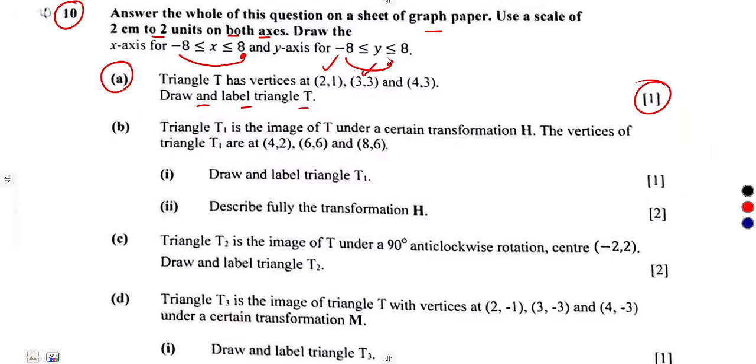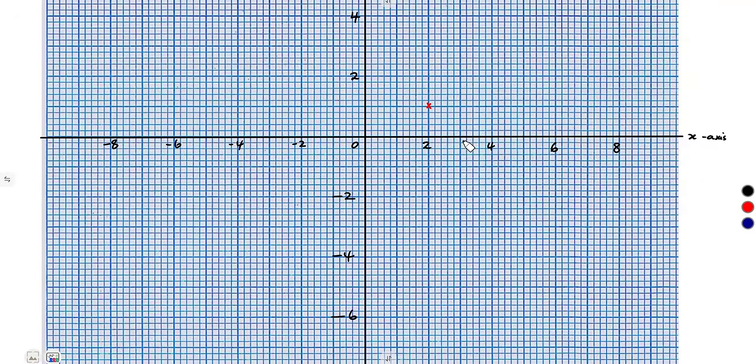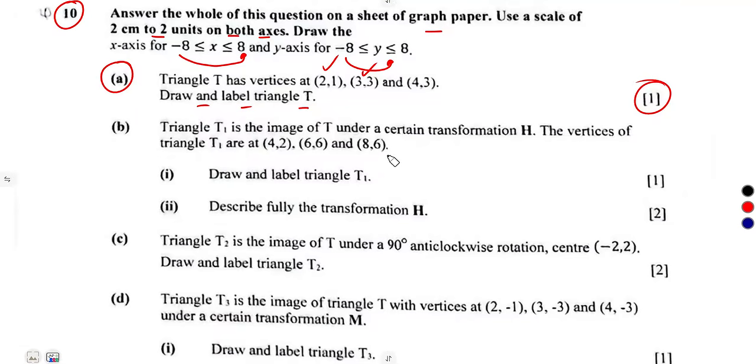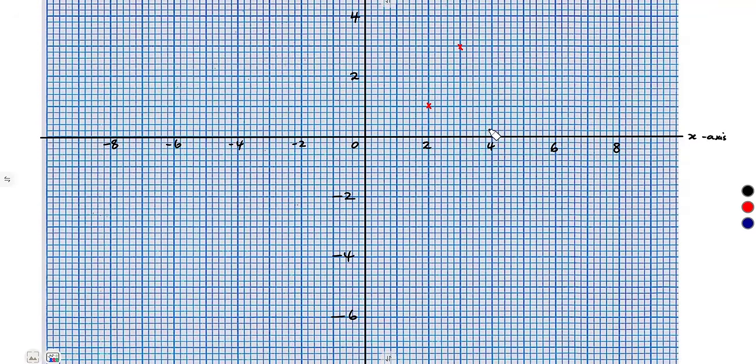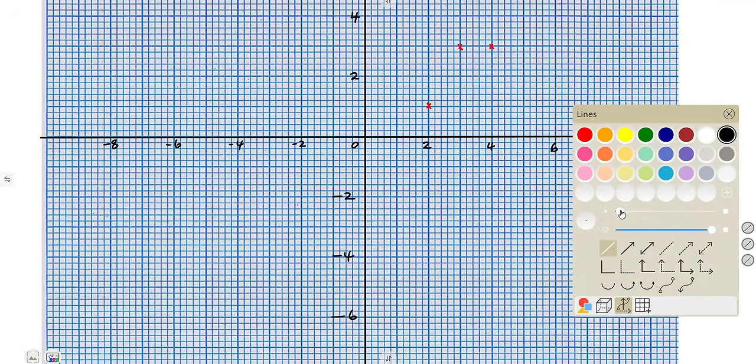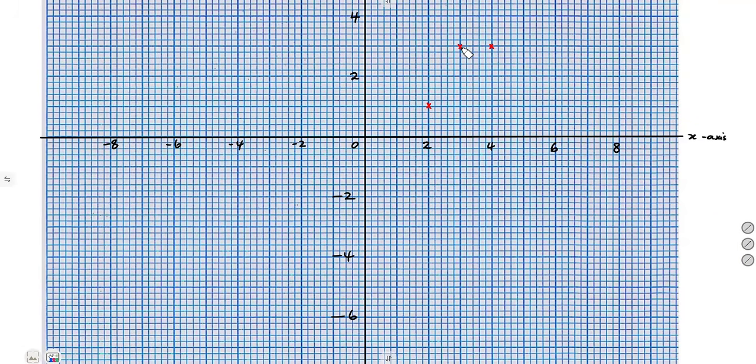Another point, (3, 3). This is 3 and this is 3, in between 2 and 4. All right, then another one is (4, 3). 4 versus what? 3. Then you join. So you're not given these as A, B, C, just as it is like this. So join that to formulate the triangle T.